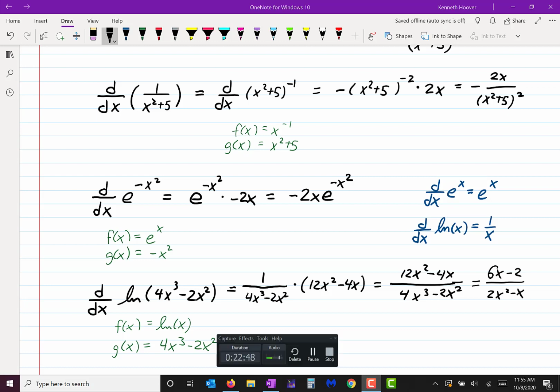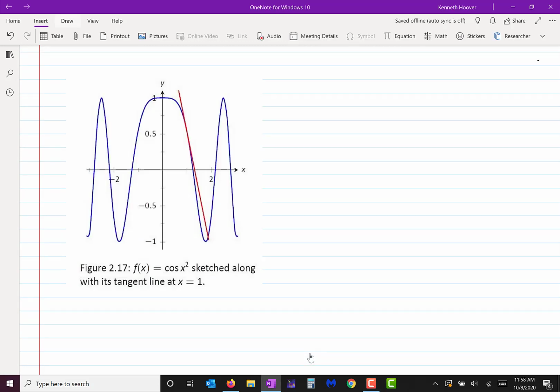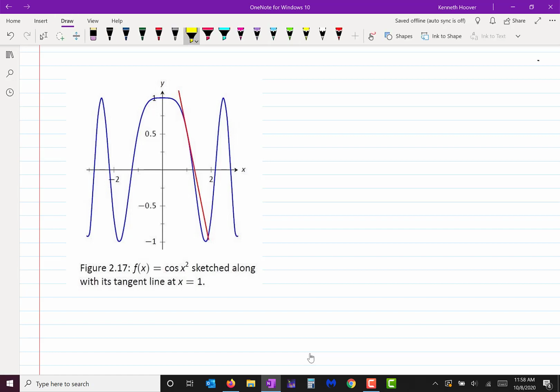We're going to do one more question. Okay, right there we have in blue the graph of cosine of x squared. And in red is the tangent line at x equals 1. And the question here is to find the equation of the tangent line. Okay, so what do we need? We need a point and the slope.